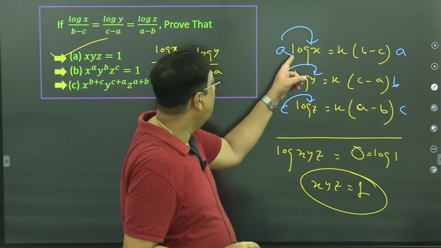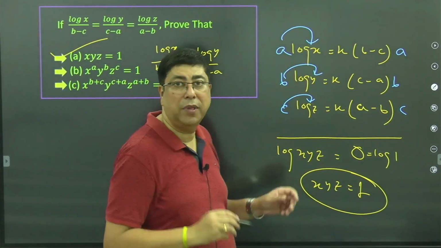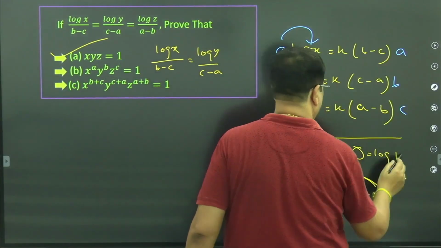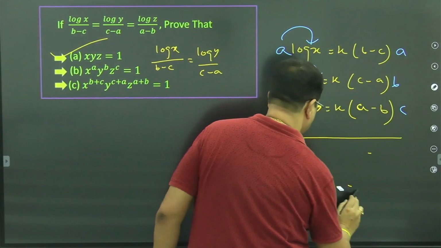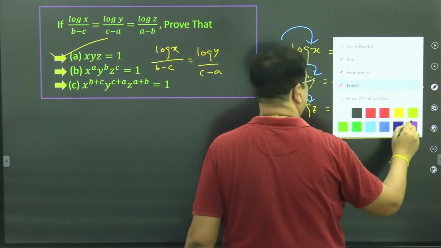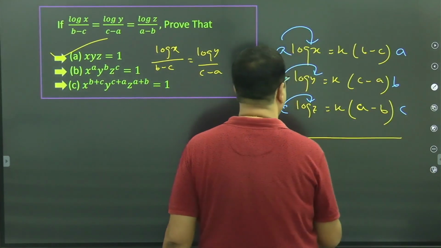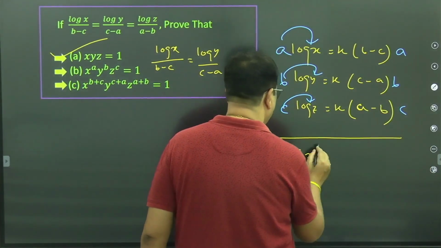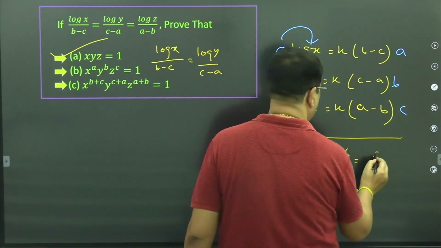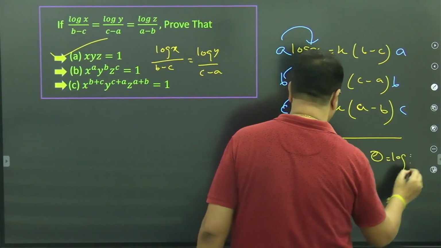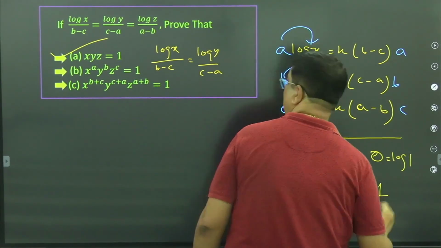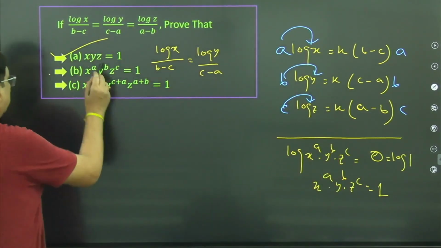So this is coming log of x to the power a, log of y to the power b, log of z to the power c. After this, let's erase this and I am completing the sum here only. Therefore, I am writing log of x to the power a into y to the power b into z to the power c equal to 0. Similarly, 0 means log 1, so x to the power a into y to the power b into z to the power c equal to 1. Number 2 is proved.